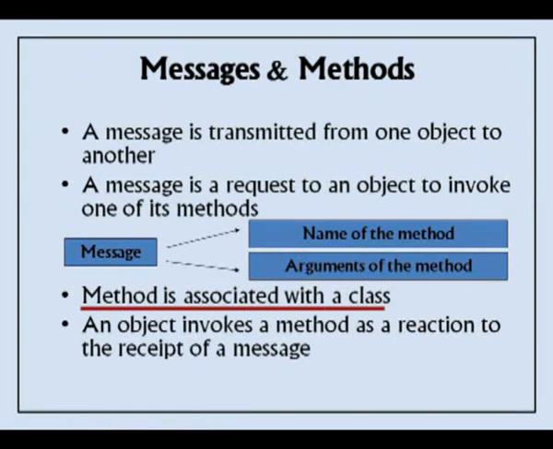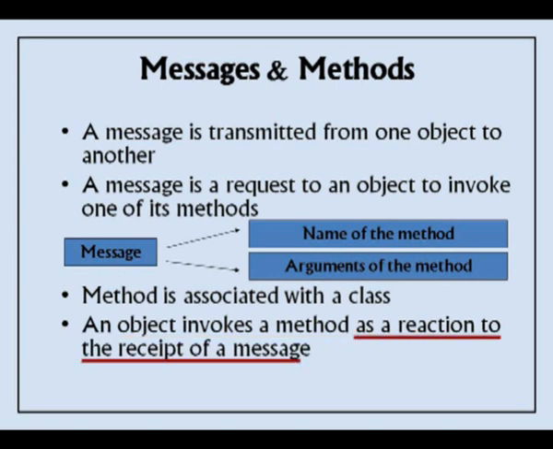And based on the message, what the message asks the object to do, that particular method will be executed. And every method is associated with a class. We know every class defines some functions, and an object invokes a method as a reaction to the receipt of the message. So, there are two objects involved in this message and method interaction. One object is a client which is requesting some service. So, it is the work of that object to send the message to the object which is supposed to do the work in response to this message.